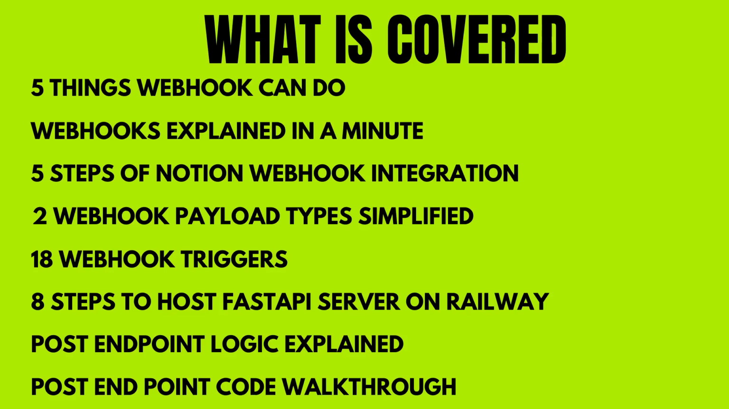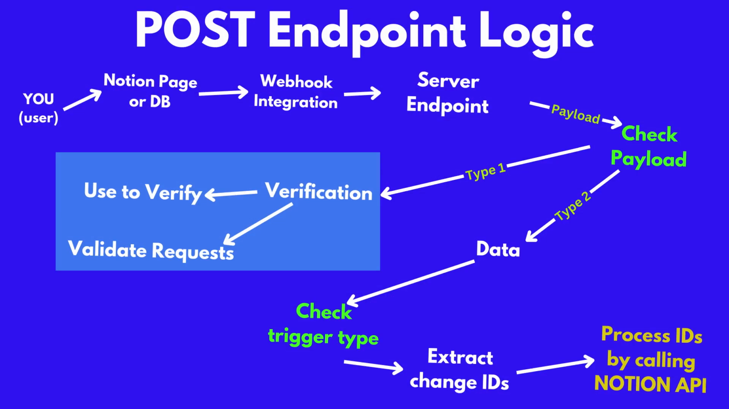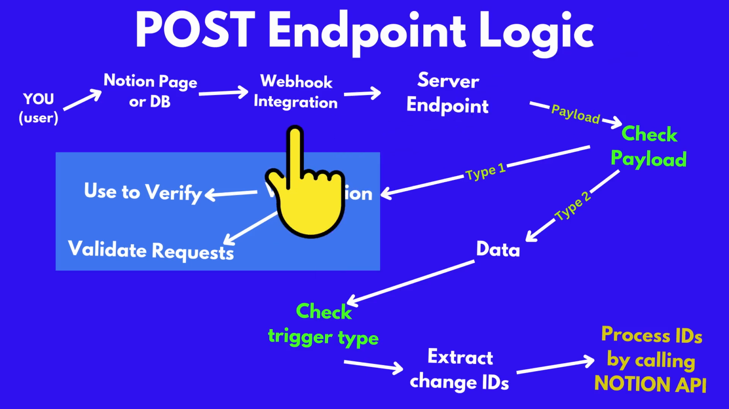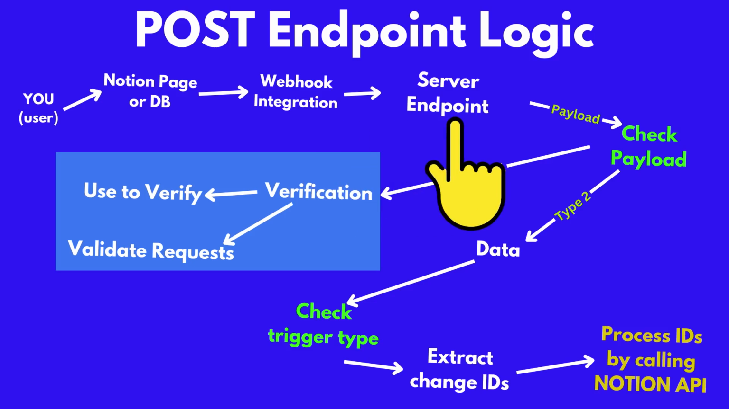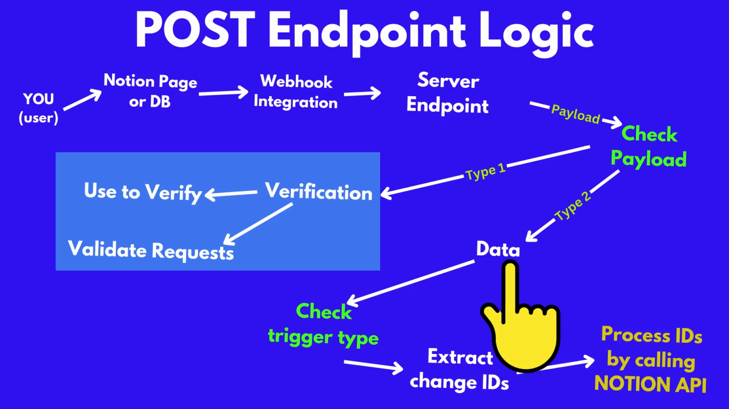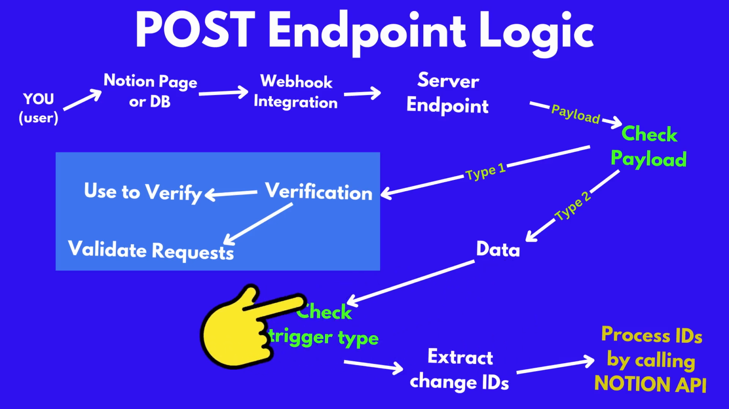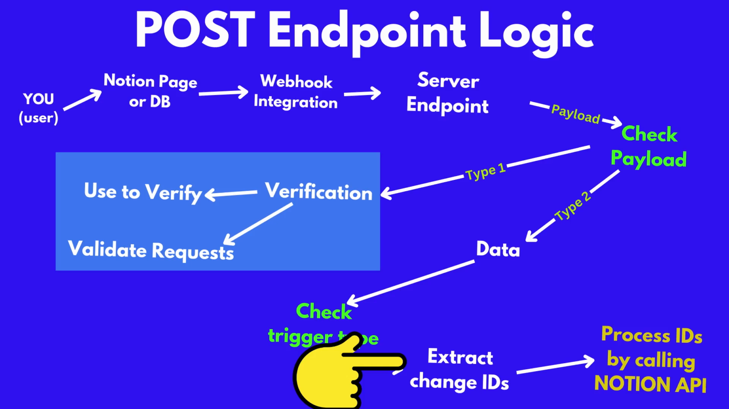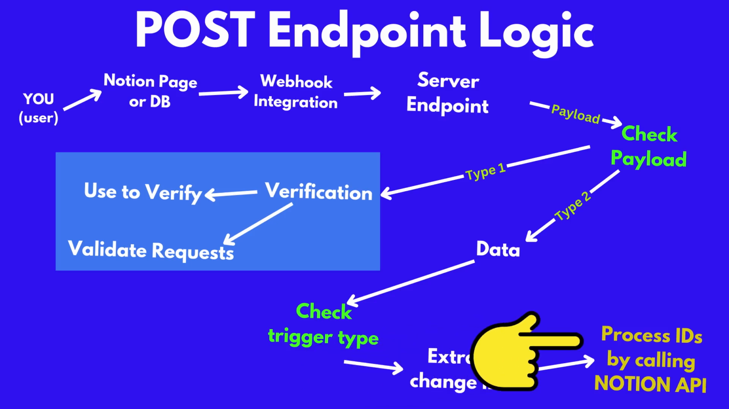Before we look at the Fast API server post endpoint code, we will walk through the logic first. The code has 2 checks, one for payload and other for type of trigger. The webhook integration sends the payload to server post endpoint, and it checks whether it is a verification payload or data payload. The post logic further checks what is the type of trigger and then extracts the object IDs. These IDs are then used for calling the Notion API for further work as per your requirement.